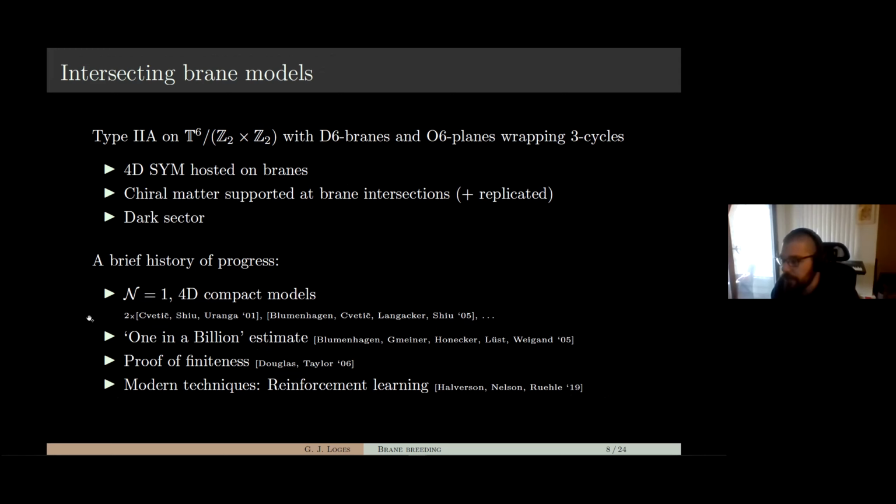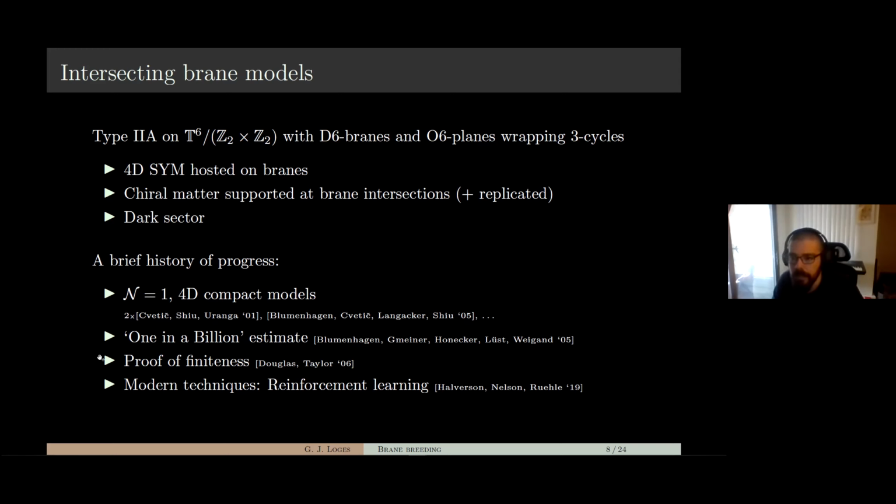In terms of the history, some early models were written down in the early 2000s on this compact geometry. If one looks at a fairly exhaustive search of the space at low integers, which describe the solutions, I'll talk about that in a sec, one can make some estimates about how frequent MSSM-like properties show up in consistent models. So this was in the paper 1 in a billion in the early 2000s.